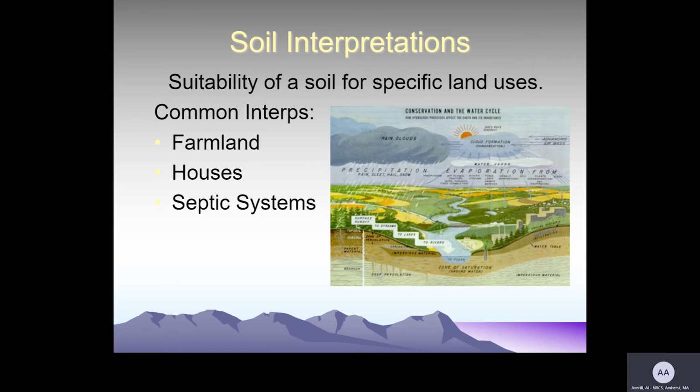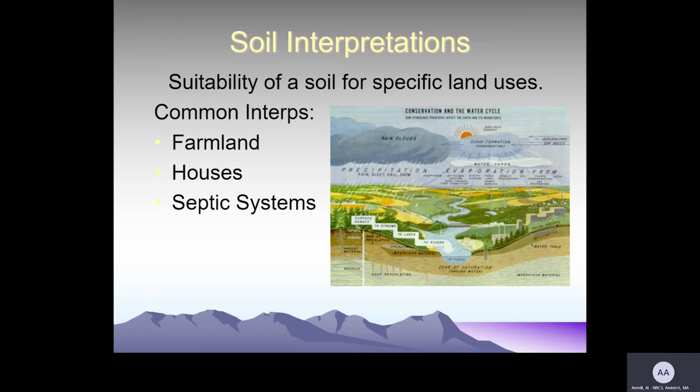A soil interpretation is simply a rating or a ranking, if you will, or a prediction of how well that soil will function under any given land use or land management scenario. That's what a soil interpretation is. And the reason we talk about this is that you just learned about parent material and soil formation and the soil water relationships. All of those things come into play when it comes to making predictions about how the soil will behave under various land use scenarios.